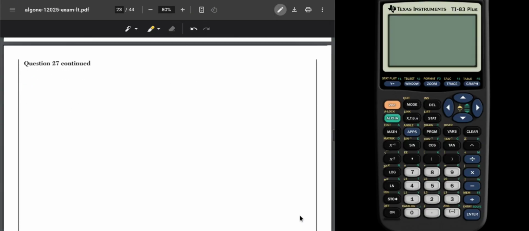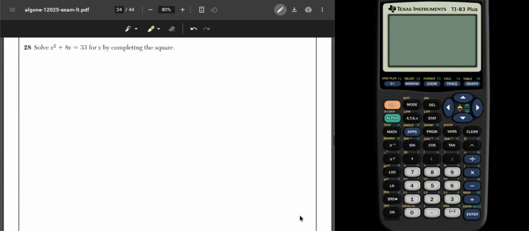Okay? Question 28 says, solve x squared plus 8x equals 33 for x by completing the square. It is very important that you read the question carefully because if you do not solve by completing the square, you're not going to get full points. But if you solve by another method and you get the correct answer, you're going to get a point. But it's very important that you know the different ways for you to find your values of x.